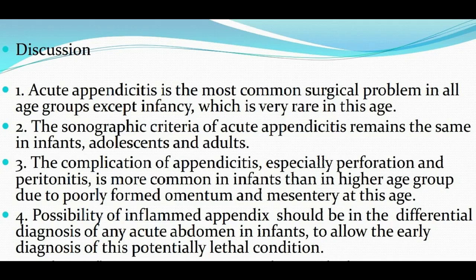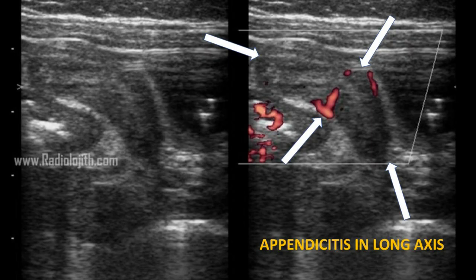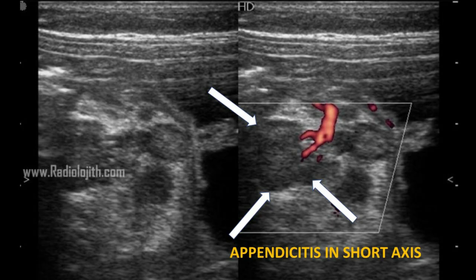Acute appendicitis is the most common surgical problem in all age groups except infancy, in which it is very rare. But the sonographic criterion of acute appendicitis remains the same, meaning a thickness of more than 6 mm, whether in infants, adolescents or adults. The complications of appendicitis, especially perforation and peritonitis, are more common in infants than in higher age groups due to poorly formed omentum and mesentery at this age.